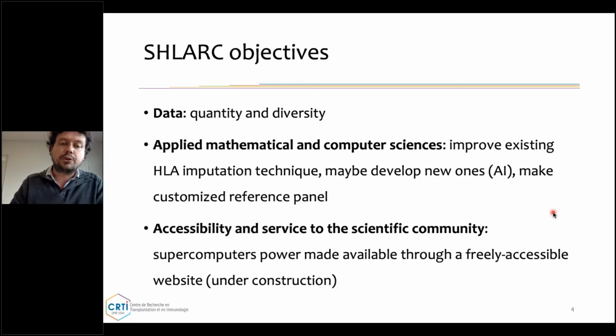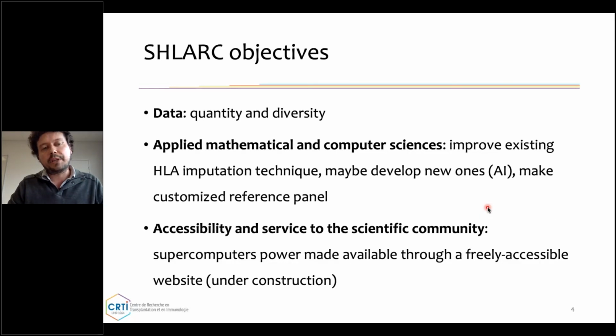The second objective is to improve HLA imputation by using the already existing techniques that we have, such as HIBAG or SNP2HLA or HLA-IMP. And maybe we didn't stop there yet, and if anybody is interested in doing that, we would be happy to share some of our data to develop new HLA imputation techniques. And what we are doing right now is trying to make customized reference panels to better impute HLA.